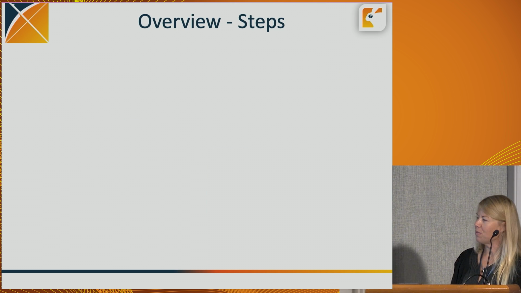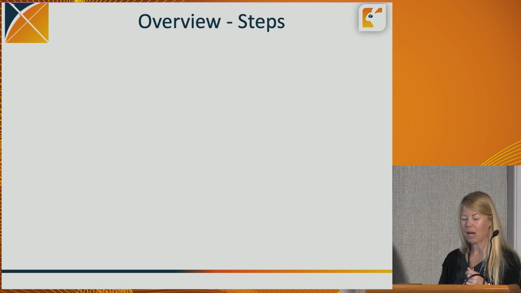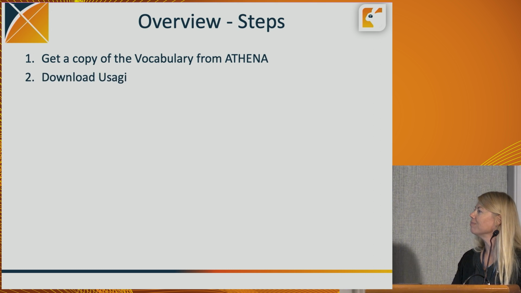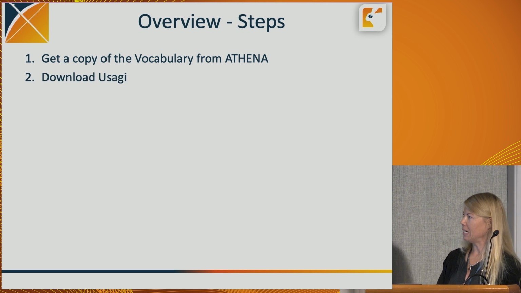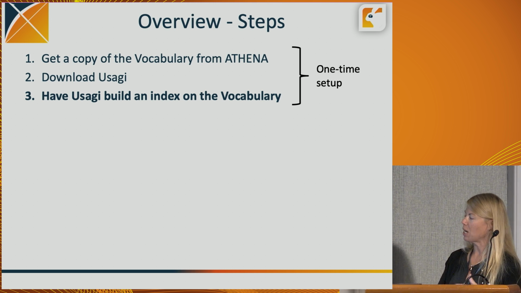All right, so here's an overview of steps for USAGI because we're not going to go into this during the exercise. So you get a copy of your vocabulary from Athena, then you download the USAGI tool, and then you have USAGI build an index on the vocabulary. This is a one-time setup, and then from here you can use it multiple times to map multiple domains.